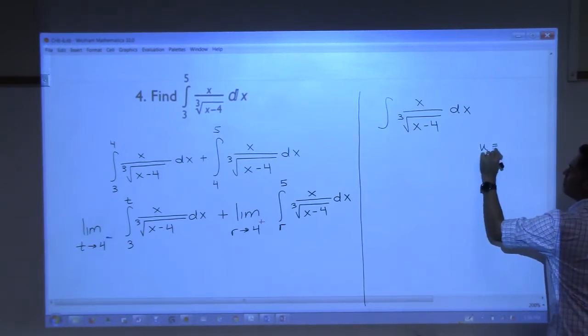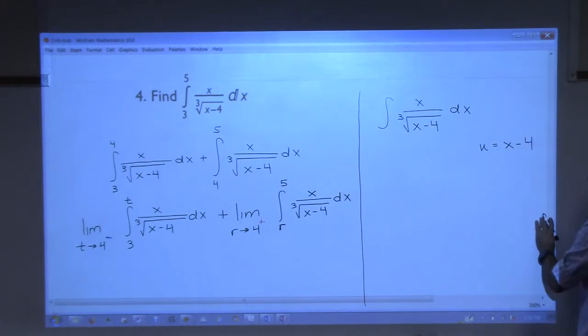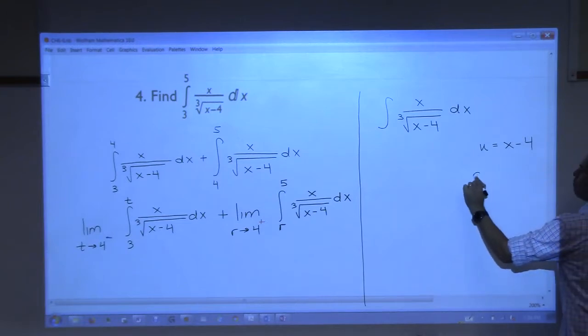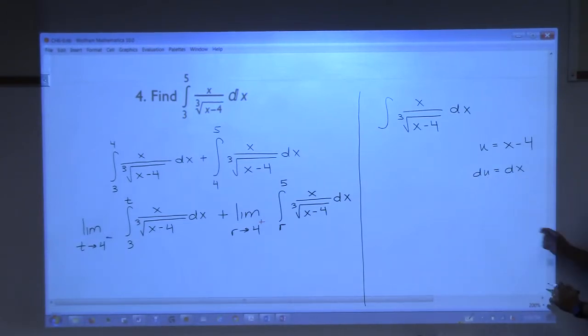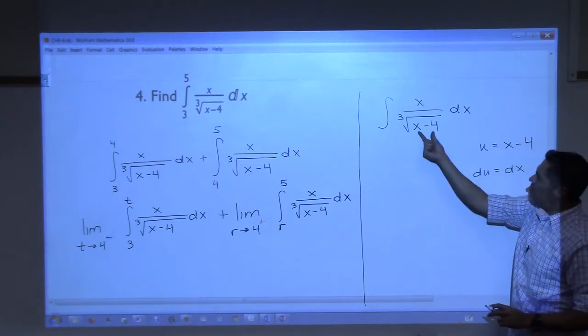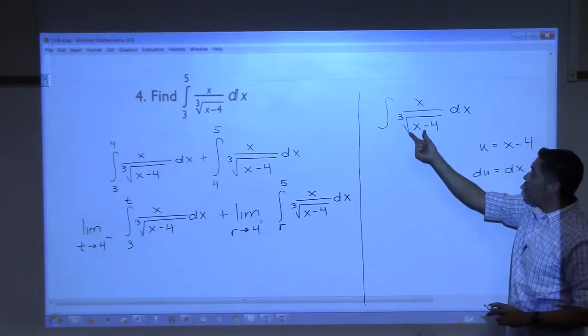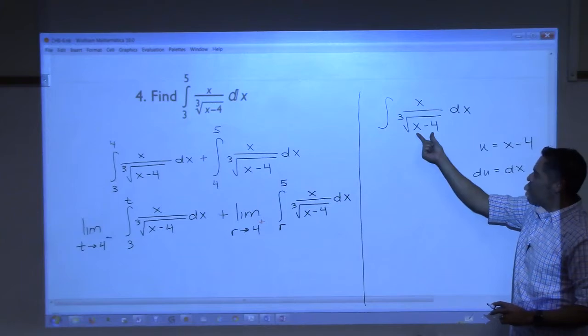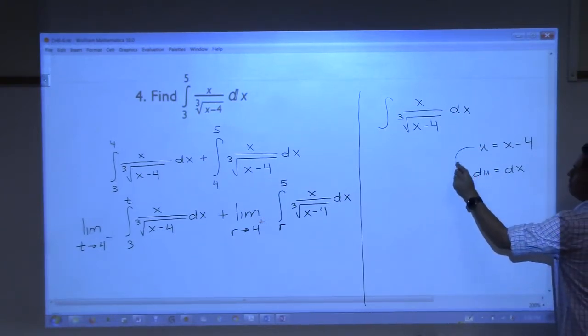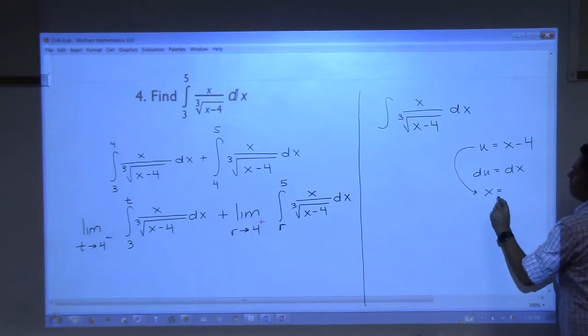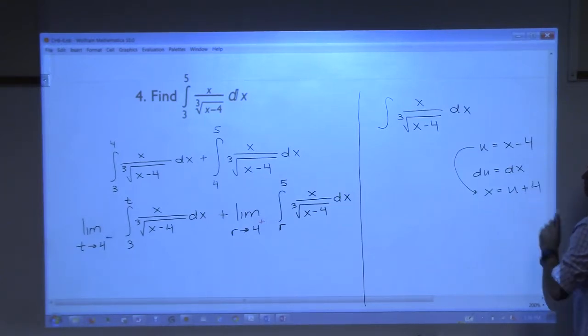Just a basic u-sub here, u equals x minus 4. And then what's du? It's dx. Okay, so I'm going to be able to replace this right here with u. So that'll be the cube root of u. This will be du, and then what do I replace x with? x is going to be u plus 4, right? Just solve that for x.